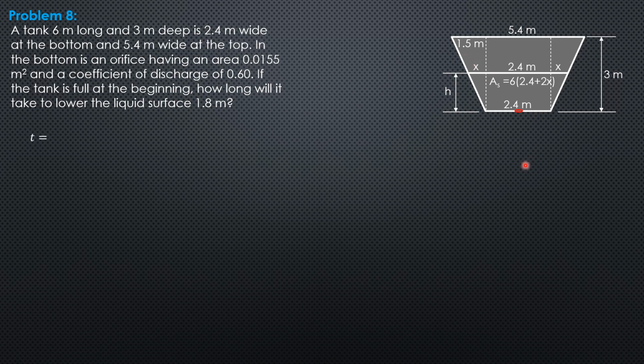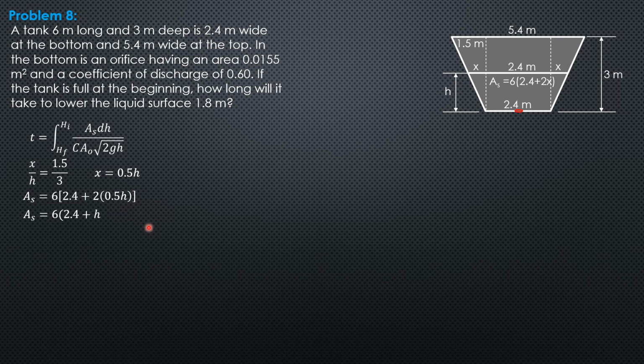By formula, time is the integral from HF to HI of area S dH over Cd a, or C area, square root of 2gH. Then let's have similar triangles to express x in terms of H. So x is to H as 1.5 is to 3. So x is 0.5 of H. So area S is 6 times 2.4 plus 2 times 0.5 of H, or 2x. So 6 times 2.4 plus H.